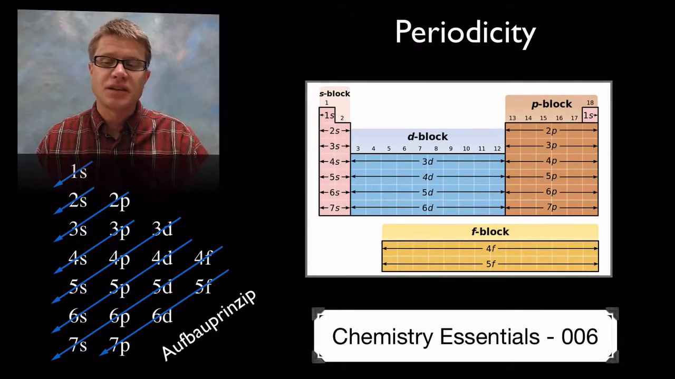Hi, it's Paul Anderson, and this is Chemistry Essentials Video 6. It's on periodicity. In other words, it's going to be the patterns that we see in the periodic table.